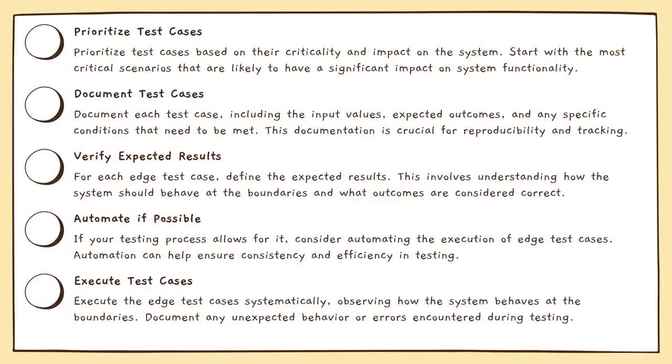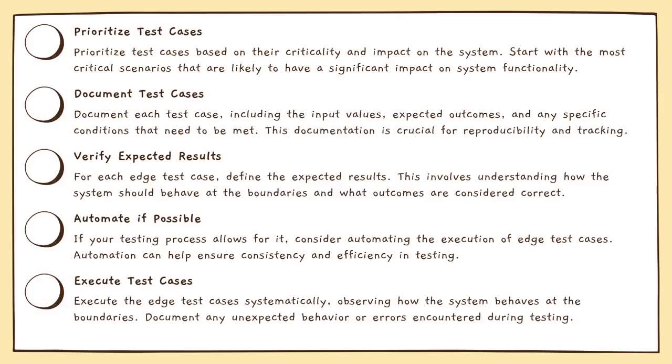Prioritize test cases. Prioritize test cases based on their criticality and impact on the system. Start with the most critical scenarios that are likely to have a significant impact on system functionality. Document test cases. Clearly document each test case, including the input values, expected outcomes, and any specific conditions that need to be met. This documentation is crucial for reproducibility and tracking.